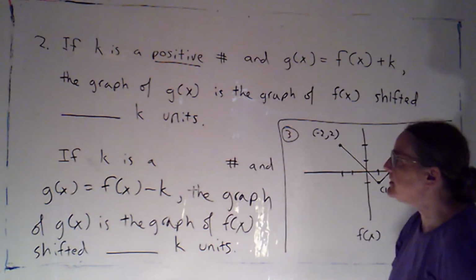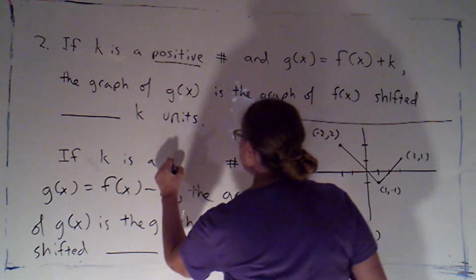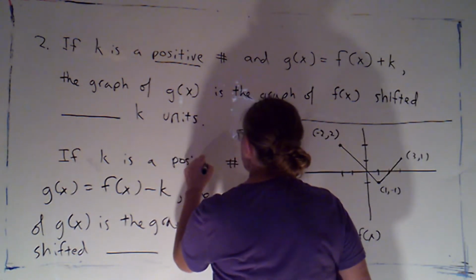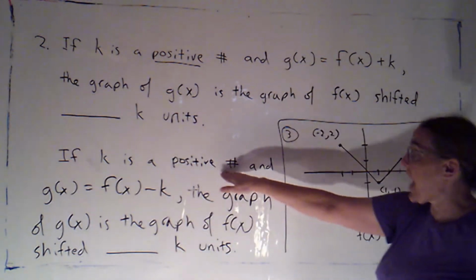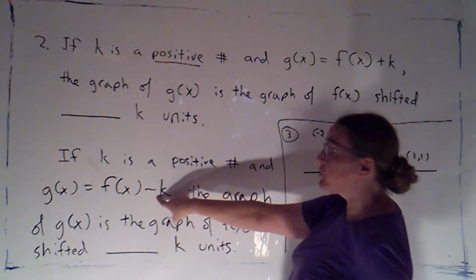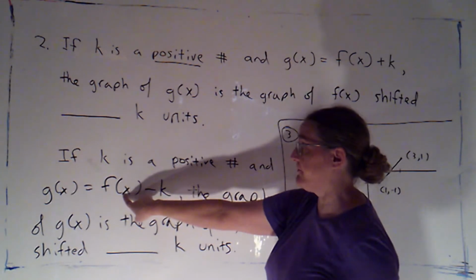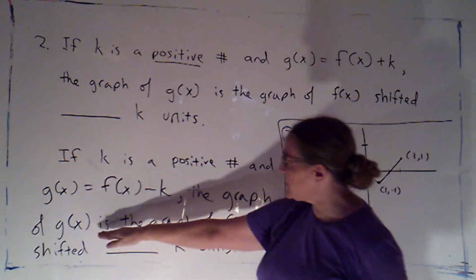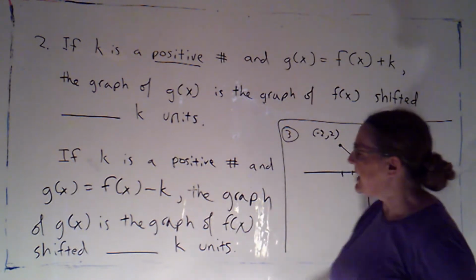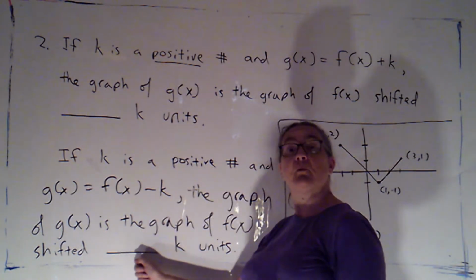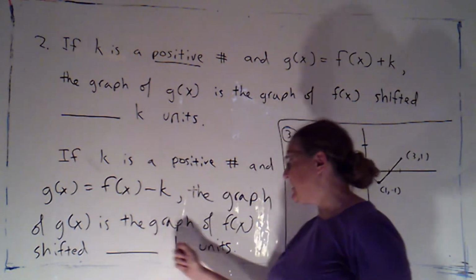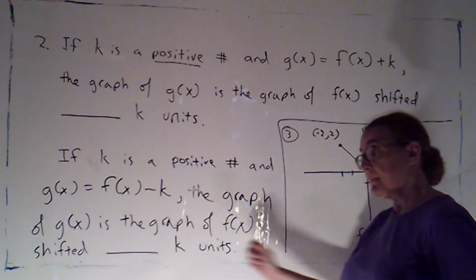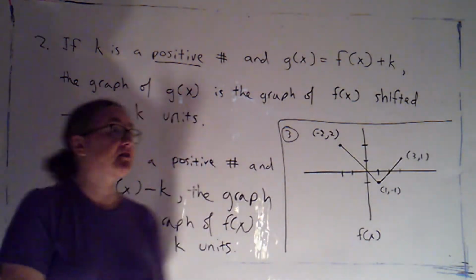And then the next one is what if k is, again, oops, I accidentally erased that. k is, again, a positive number, but this time I'm going to subtract a positive number from f of x to create my function g of x. So then the graph of g is going to look like the graph of f, except it's going to be shifted, again, tell me in what direction we're going to shift it, k units. And then put that into practice.